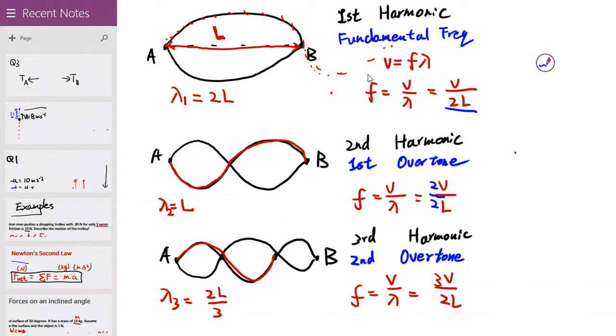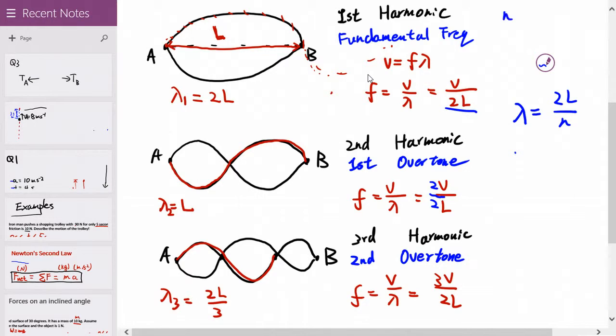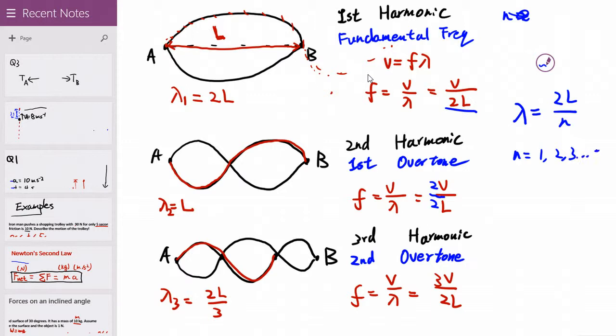What they do is, the wavelength is basically 2L divided by n. And n is the number of harmonics. n is 1, 2, 3, etc. And the frequency, let me rewrite it, is practically n times V divided by 2L.